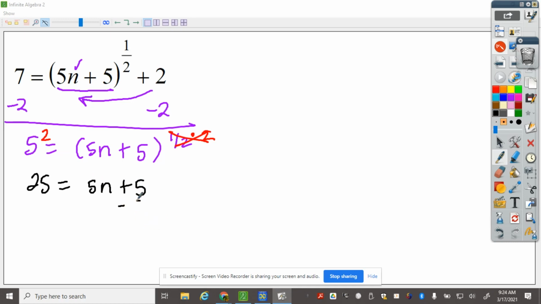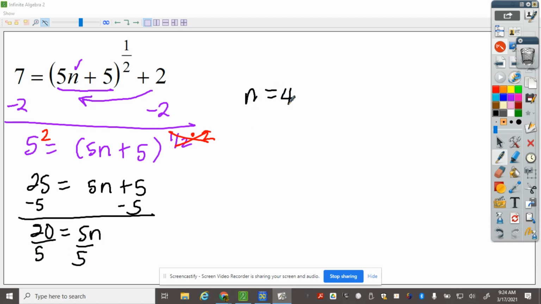Subtract 5 on both sides. That will give me 20 is equal to 5n. Divide everything by 5. Therefore, n is equal to 4. Kaboom.